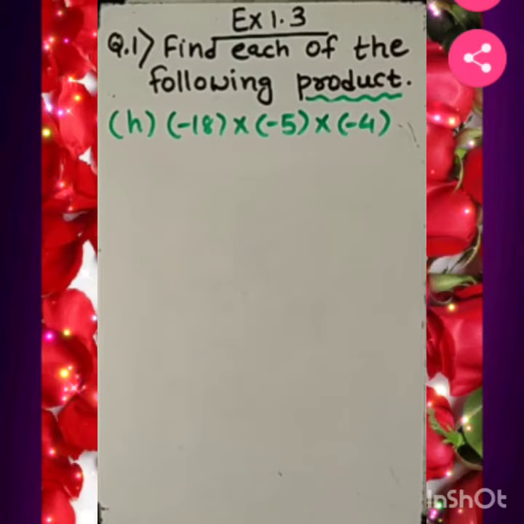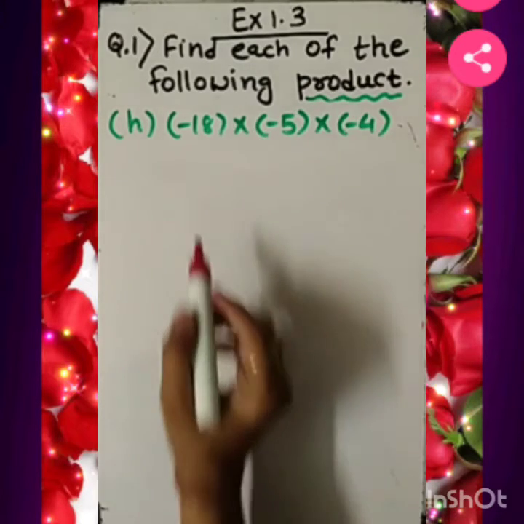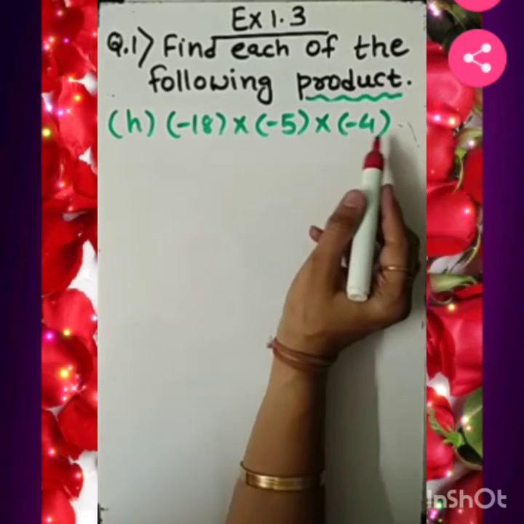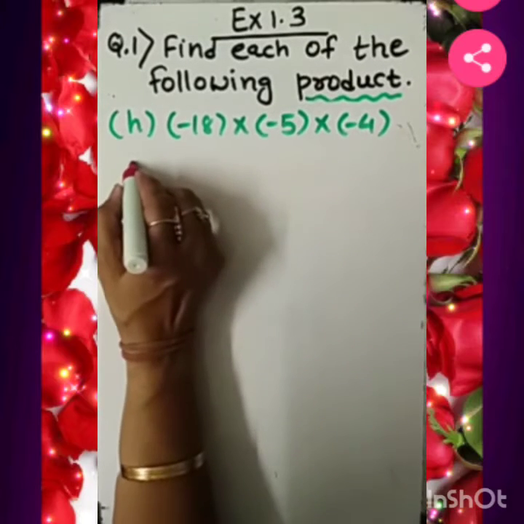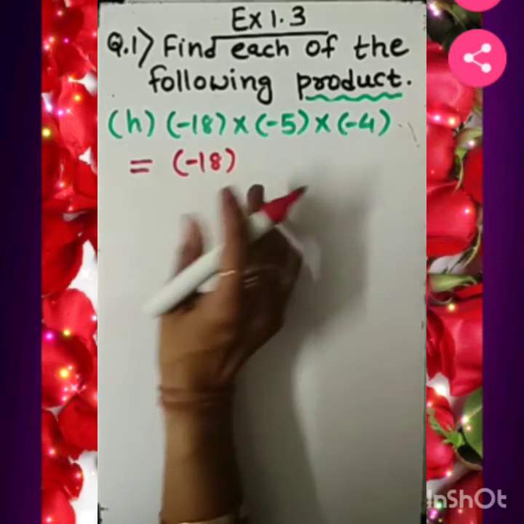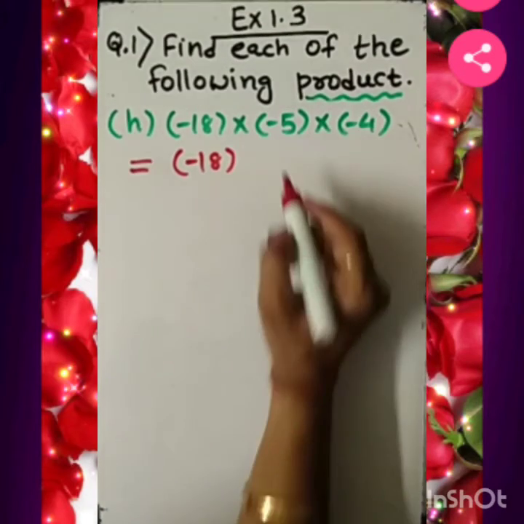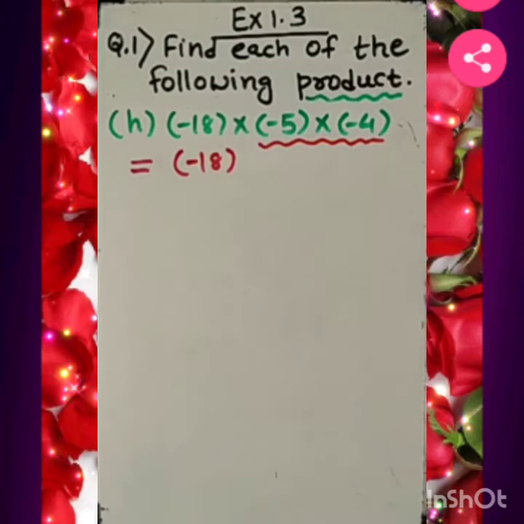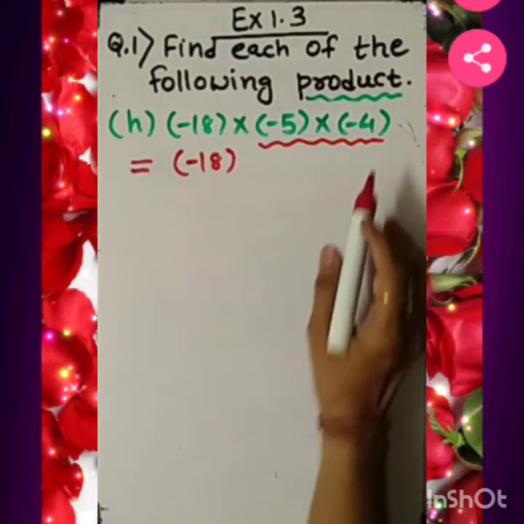Exercise 1.3, it's question number 1. We are continuing. Find each of the following products. In that we are taking H. We are given H equal to minus 18 into minus 5 into minus 4. Okay, let's see. Let me make your work easy. What I am going to do, I am writing minus 18 as it is. First I am working upon these two numbers. Okay, so these two numbers are minus 5 into minus 4.